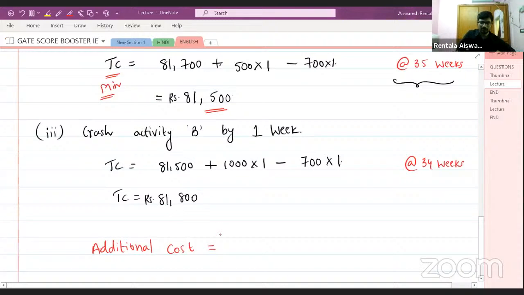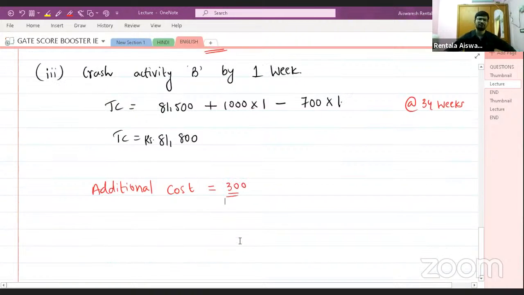Very good. So you can see previously it was 81,500 and the additional cost will be the difference between these two. So 81,800 minus 81,500, which will be equal to 300. Okay, so this will be the additional cost. Maybe this type of question can be asked. Okay, but it is a lengthy, conventional type of question. But I hope if you understood this particular question, you can solve any question which is related to crashing.